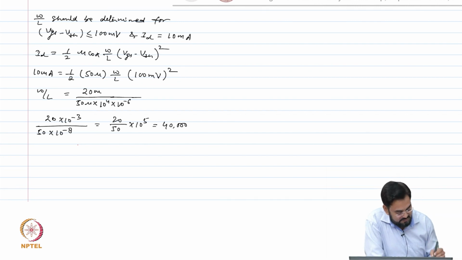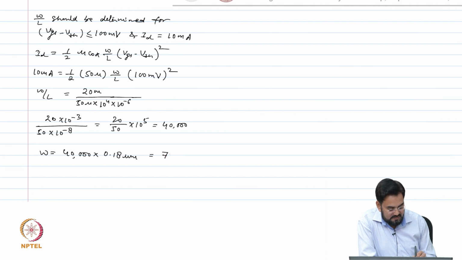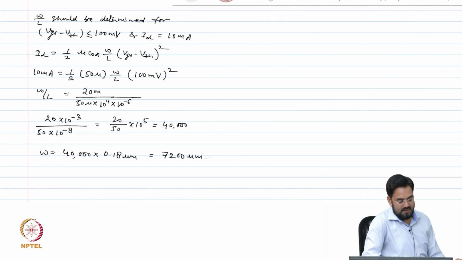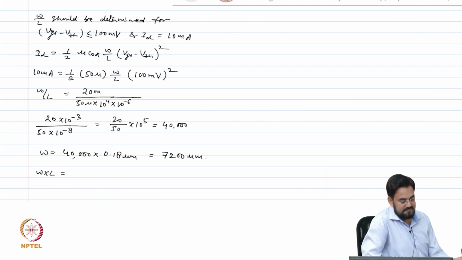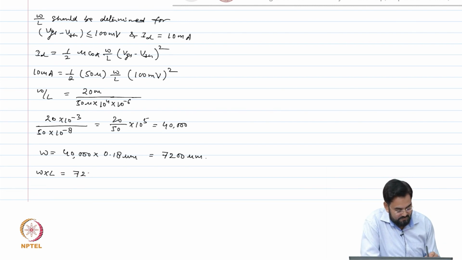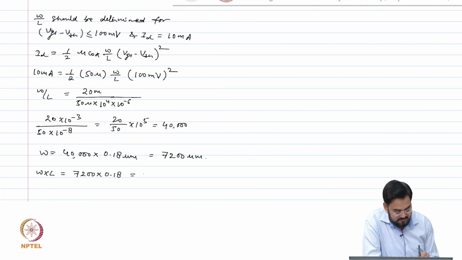So what is W? W is 40,000 multiplied by 0.18 micrometer, which is how much? 7,200. Now W into L is how much? W into L basically. 1296.